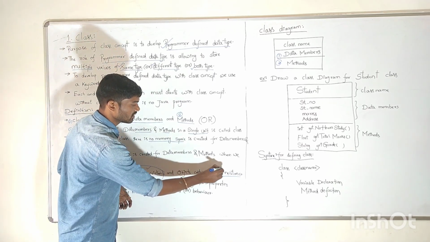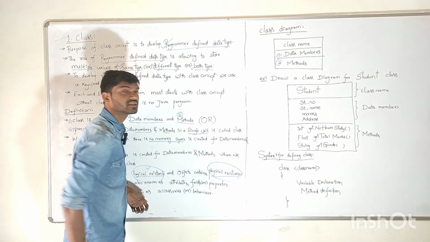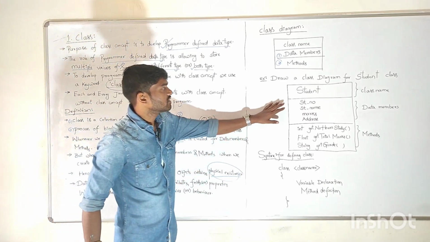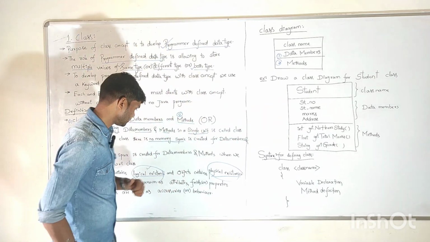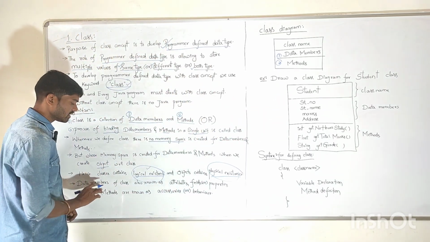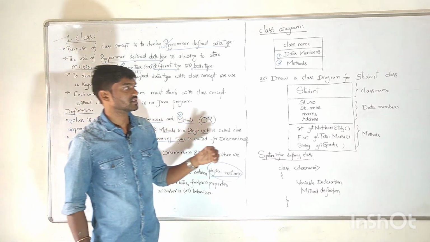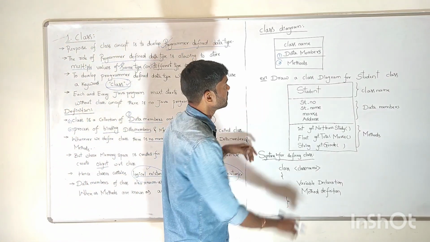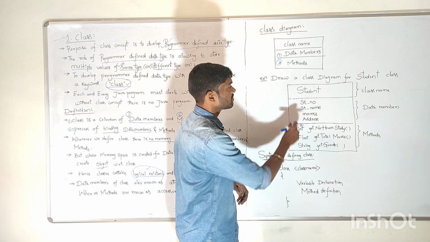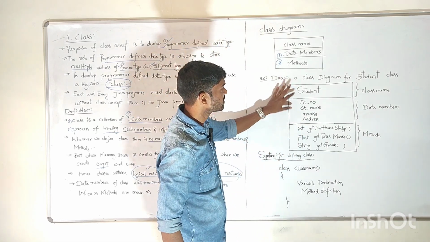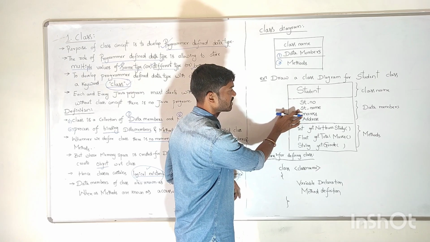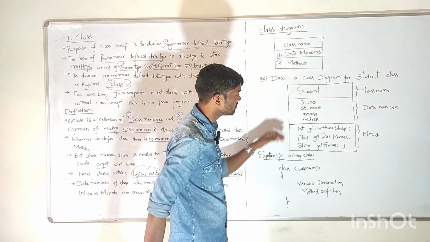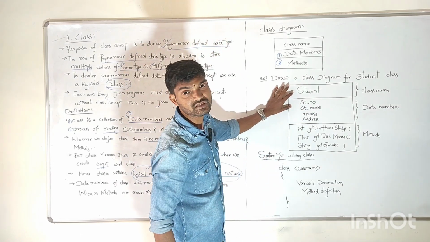Coming to objects, the object concept is physical existence, because it takes some memory space for the data members and methods of a particular class. Now I will explain what a data member is and what a method is. A data member is a property of a particular class. Suppose you take a student class: it contains student number, roll number, student name, student marks, and student address. These are some of the properties of the student.